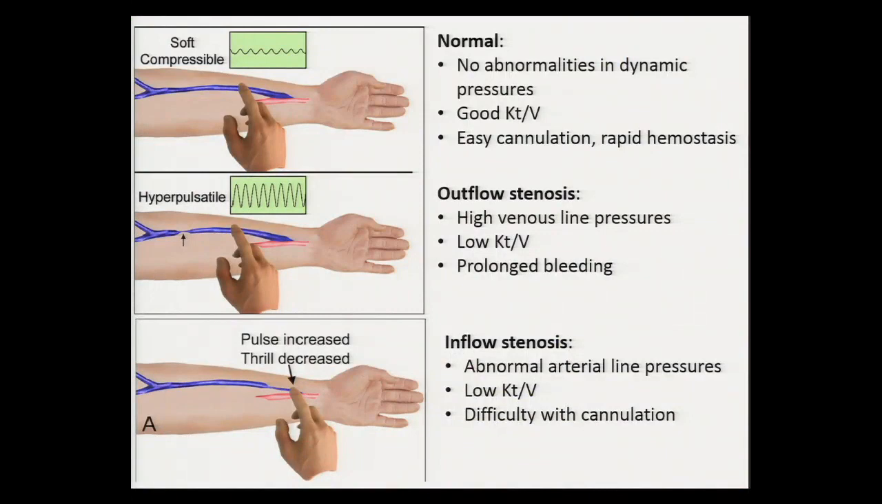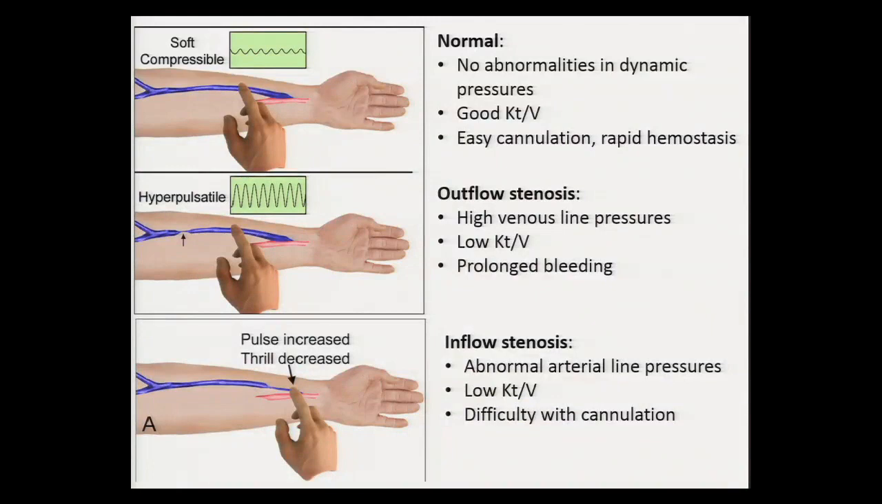Inflow stenosis, there's going to be abnormal arterial line pressures. They're normally negative because there's kind of a suction effect. And if there's inflow stenosis, if there's not enough blood coming in, the suction can collapse the fistula, and the needle can suck up against the wall of the vein and you will have arterial line pressure alarms.